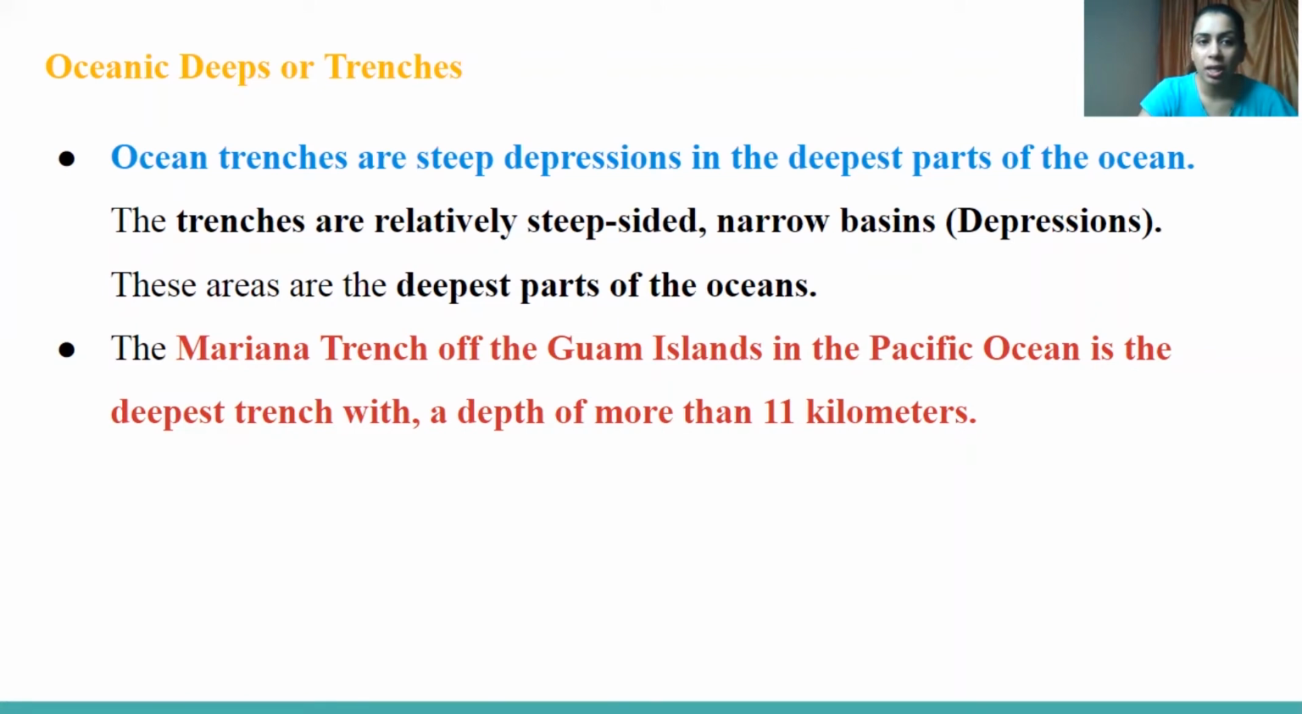Next is oceanic deeps or trenches. Oceanic trenches are steep depressions in the deepest part of the ocean. These trenches are relatively steep-sided, narrow basins. These areas are the deepest part of the oceans. So what is the example? The Mariana Trench of the Guam Islands in the Pacific Ocean is the deepest trench with a depth of more than 11 kilometers.